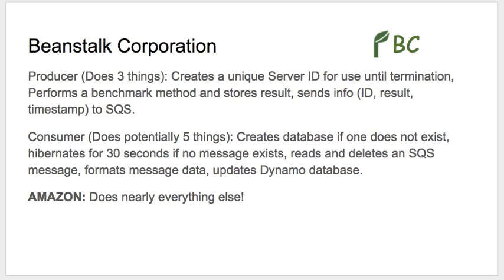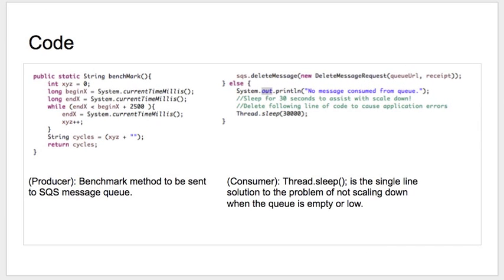Now, what the producer is going to do is create, as soon as it starts up, a unique server ID number. It is going to use that until Amazon terminates it. It's going to perform a benchmark method, which essentially runs some arbitrary code a lot of times over and over and calculates how many times it can run that code in a given period of time. And it's going to store that result and send all the info, the identification, the result of the benchmark, and a timestamp to the SQS queue.